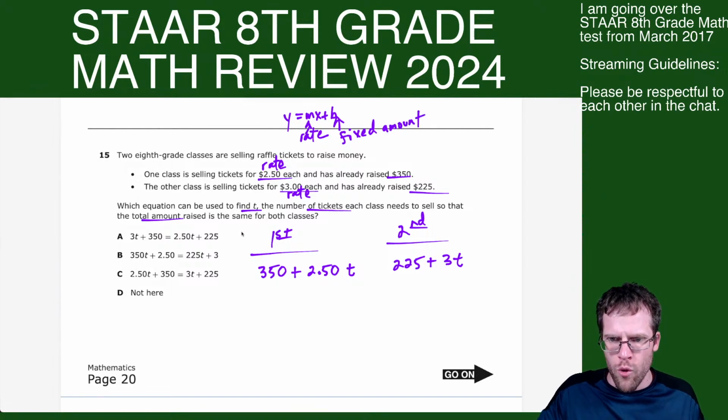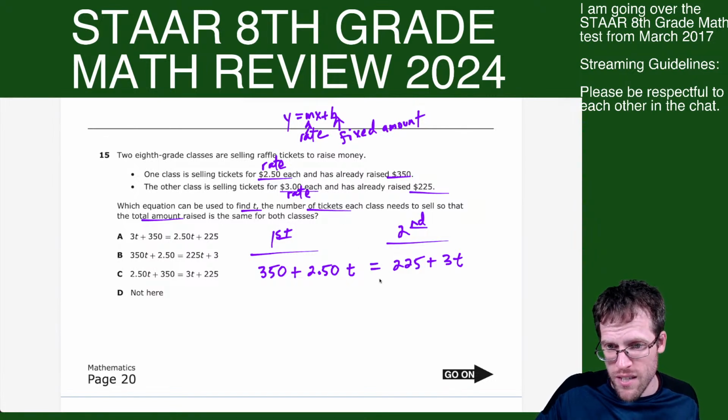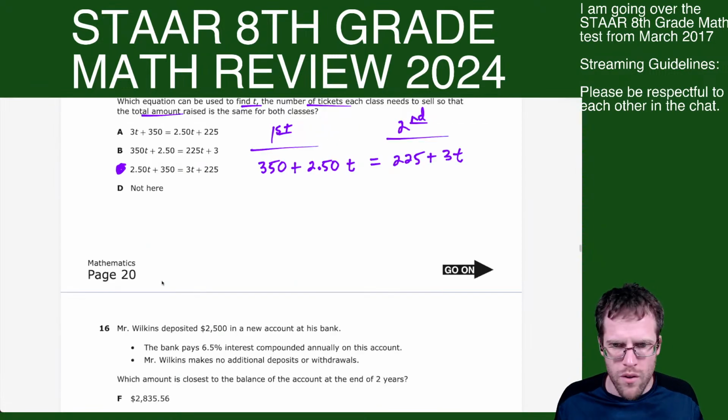So if I want to know which equation can be used to see the number of tickets each class needs to sell, so the total amount raised is the same, then I just set these two equal to each other, and I scan the answer choices, and this is going to match up with choice C. So 15 is choice C. Cool.